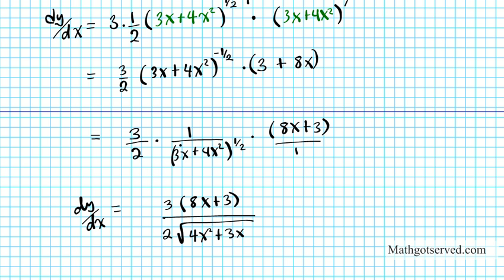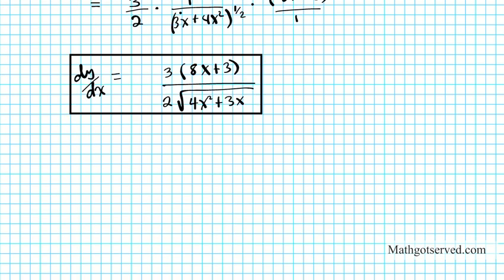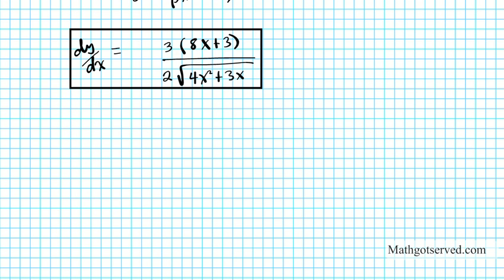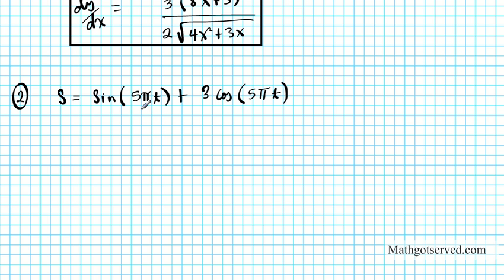Okay, now let's move along to question number 2. For question 2, we have the position function s, which equals sine 5 pi t plus 3 cosine 5 pi t. Now we notice that we have a sum of two composite functions. This is a trig function composed with a linear function. Same story here. So we're going to differentiate these using the chain rule.